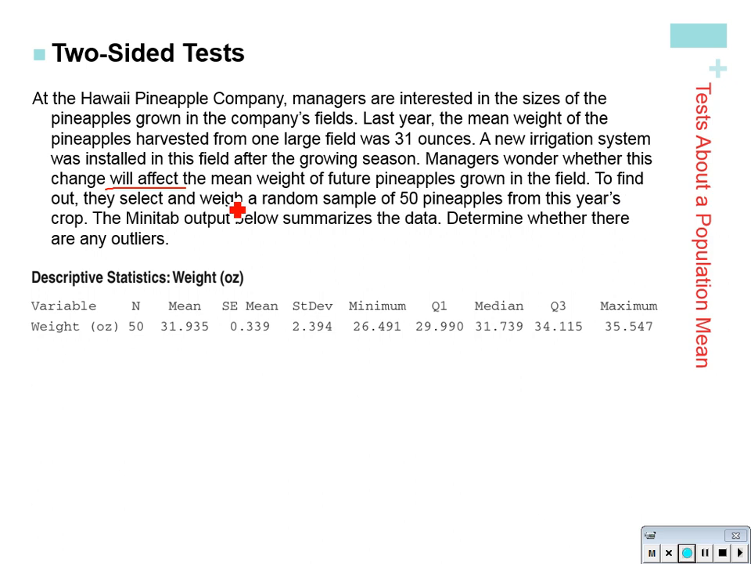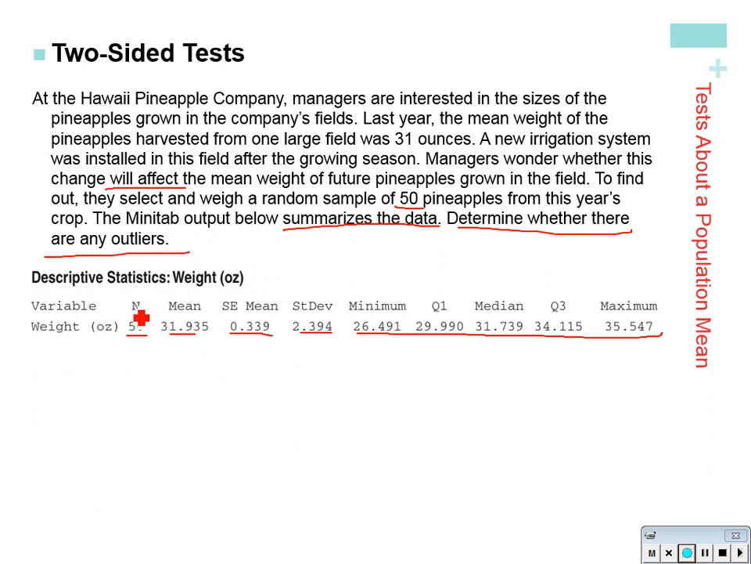To find out, they select and weigh a random sample of 50 pineapples from this year's crop. So they have the summary of the data below here. So it gives you the sample size, the sample mean, the standard error of the mean, the standard deviation, and then here is the 5-number summary: minimum, Q1, median, maximum, Q3. And first it says to determine whether there are any outliers.